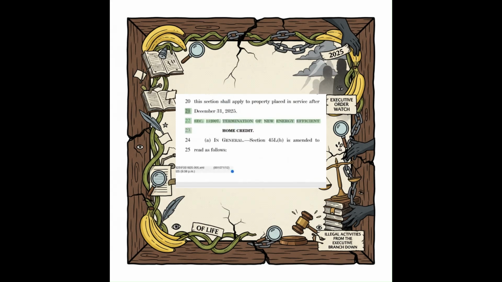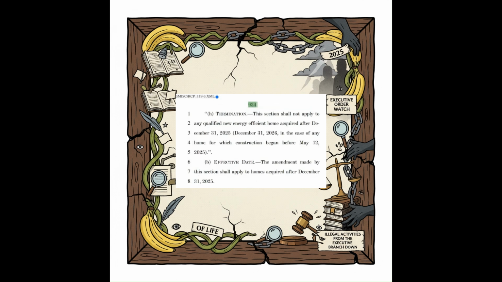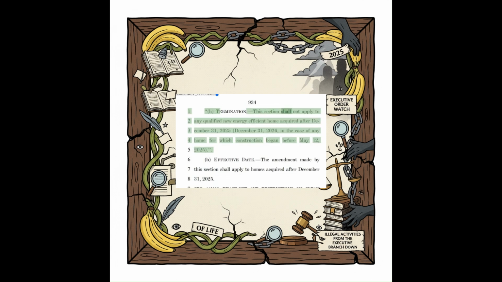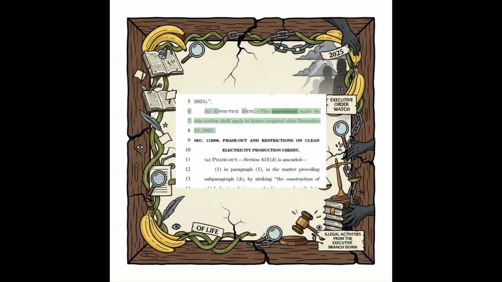Section 1207. Termination of new energy efficient home credit. Section 45L is amended to read as follows. This section shall not apply to any qualified new energy efficient home acquired after December 31st, 2025. The amendment made by this section shall apply to homes acquired after December 31st, 2025.